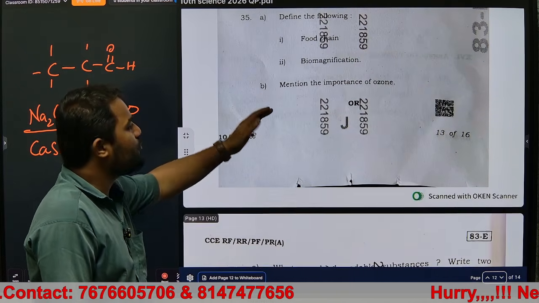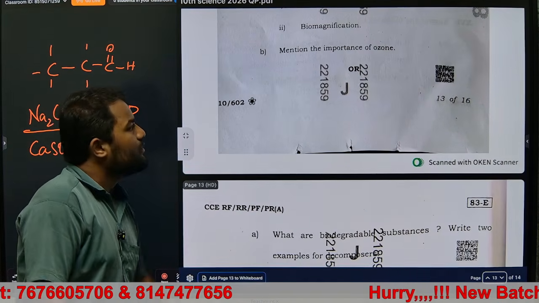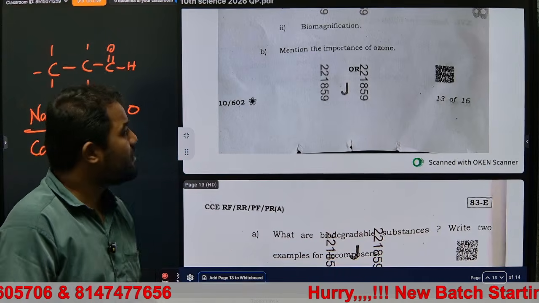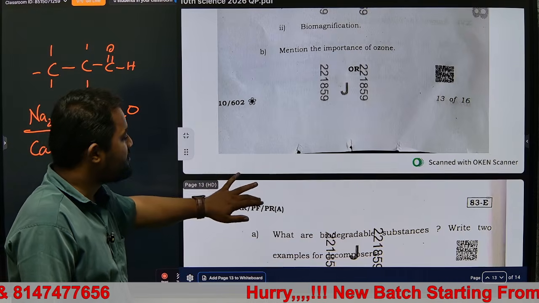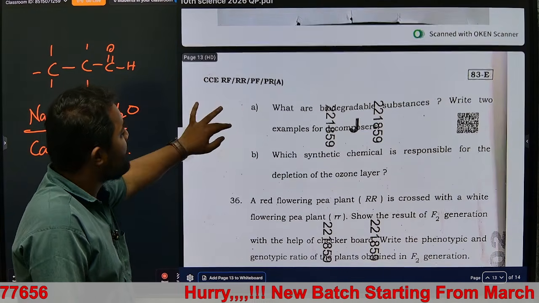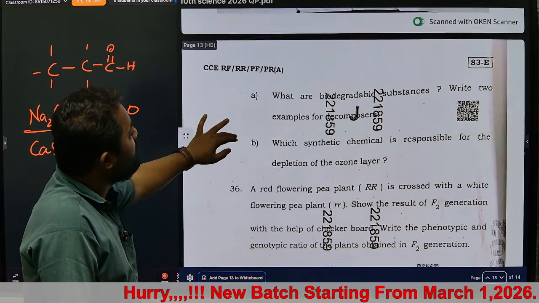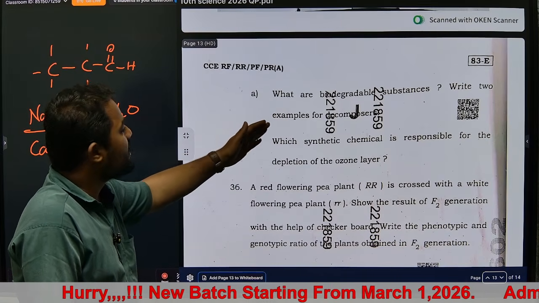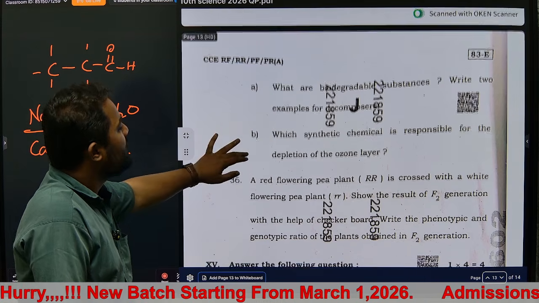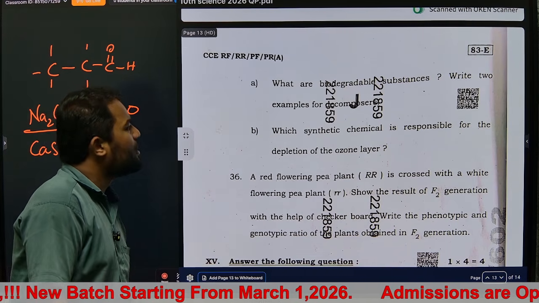Mention the importance of ozone. Ozone plays an important role. It protects us from the harmful UV radiations which are emitted by the sun. What are biodegradable substances? Write two examples for decomposers. Okay, what are biodegradable substances?